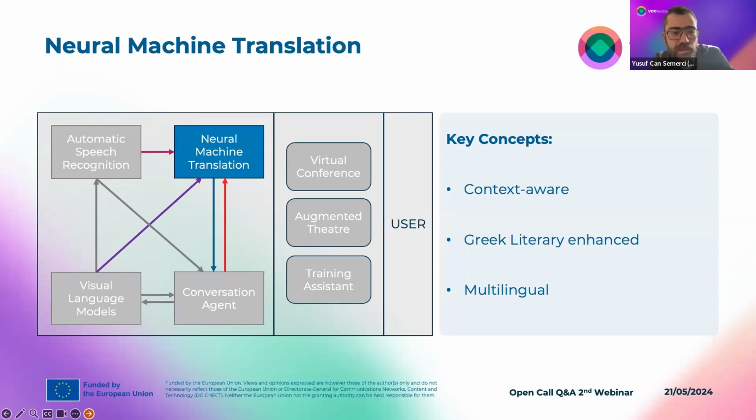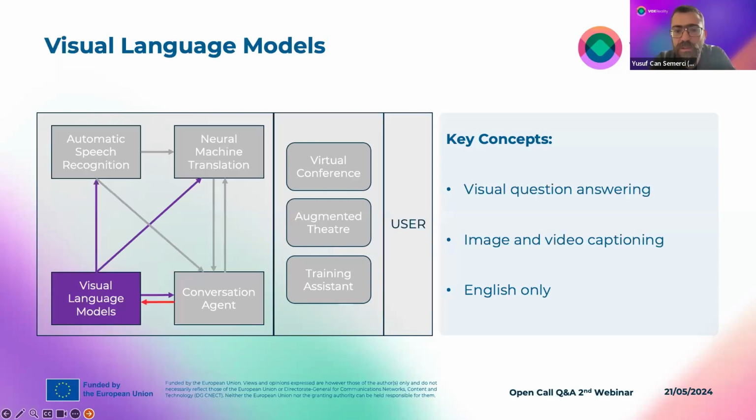And the third one is the visual language models. Here we are focusing on visual question answering and image and video captioning. These models work only with English. And currently we are also working on integrating depth into these models to have 3D information also.